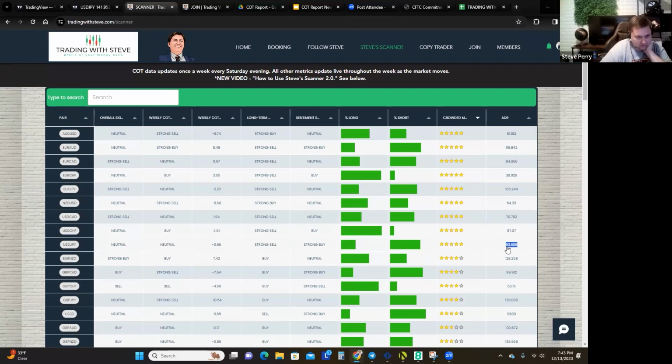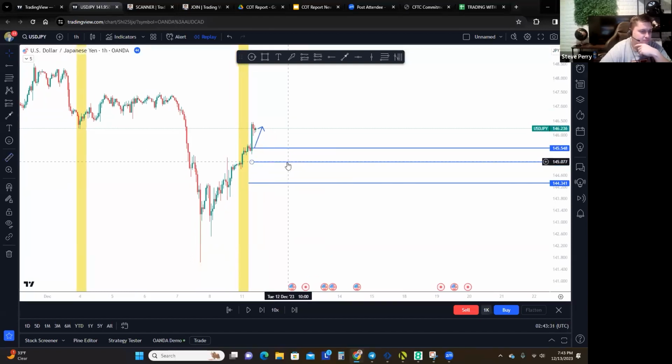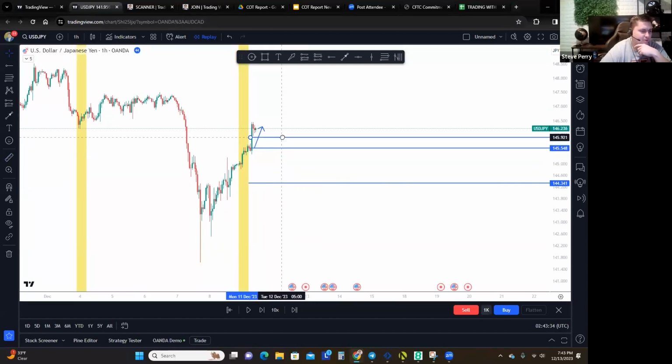My average daily range on the dollar yen is 94 pips. Half of that is about 47 pips, 48, something like that. We'll just say 47. Then I'll say, okay, 47 pips below this price is about right here. So I'm going to move one of my entries about 47 pips below. And then about 47 pips below that, I'll have my next entry, which should be about right here.